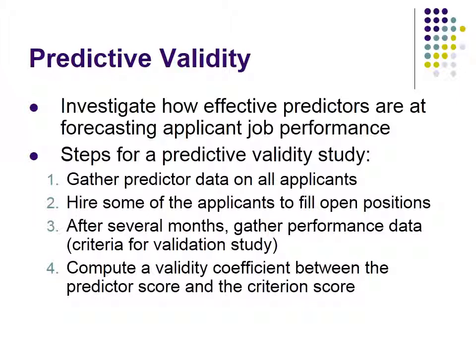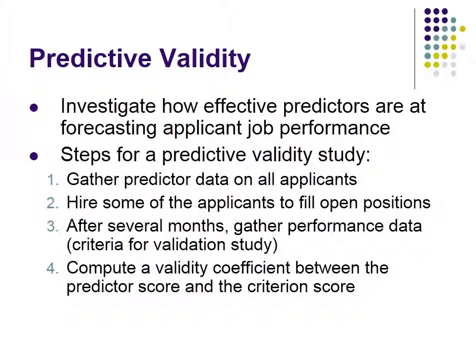After several months, you gather performance data, the criterion for this validation study. Usually you gather a single, large measure of performance. You then run a statistical analysis to compute the validity coefficient between those predictors and their performance. If you find a strong relationship, you've got predictive validity. Not only were my selectors good at figuring out who to hire, but once I hired them, the people that were expected to do the best actually did the best.